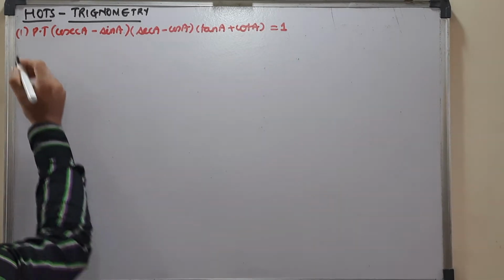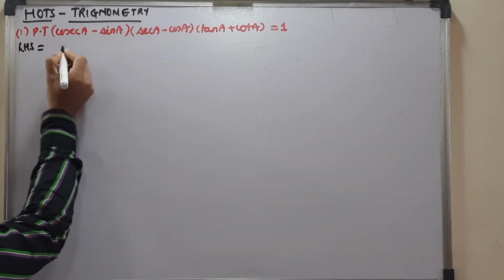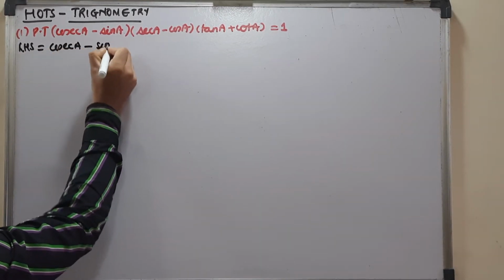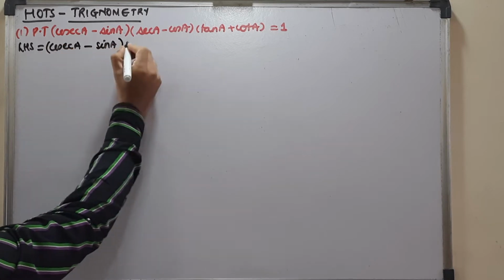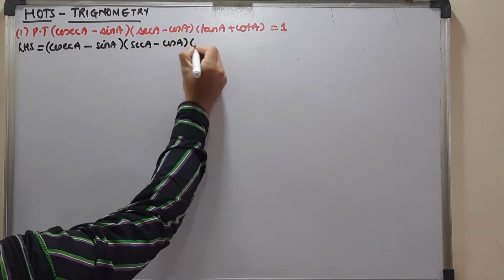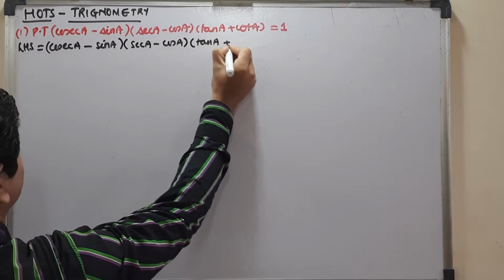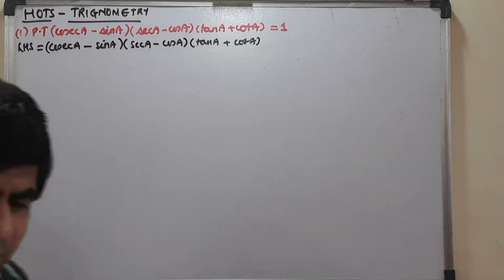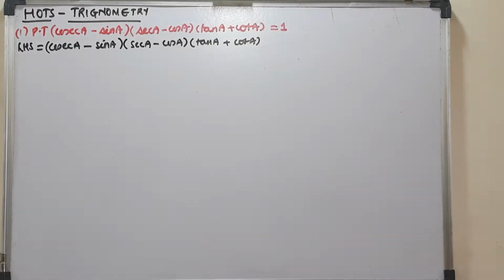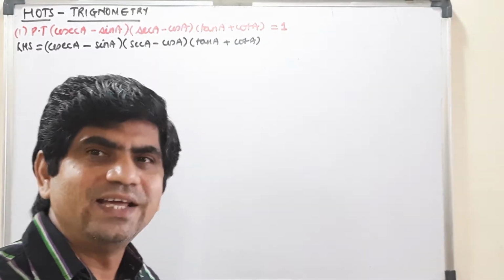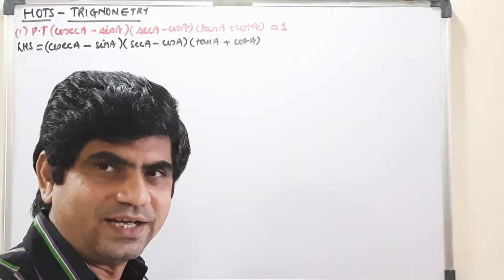Let me see the LHS, that is, the left hand side. It is (cosec A minus sin A) into (sec A minus cos A) into (tan A plus cot A). The ideal way of solving this particular question is getting everything converted, sec, cosec, cot and whatever is there, into sin and cos form. Ideally it is done like this. This is a good method.